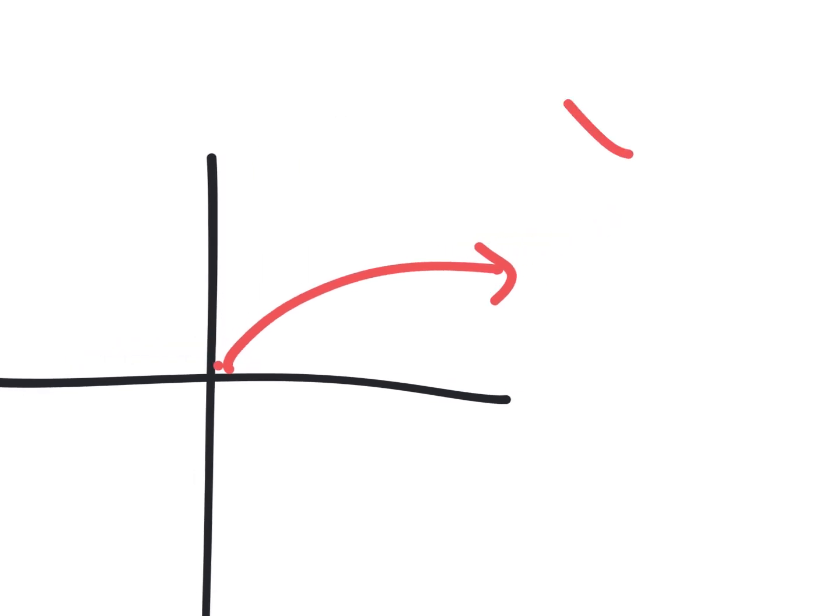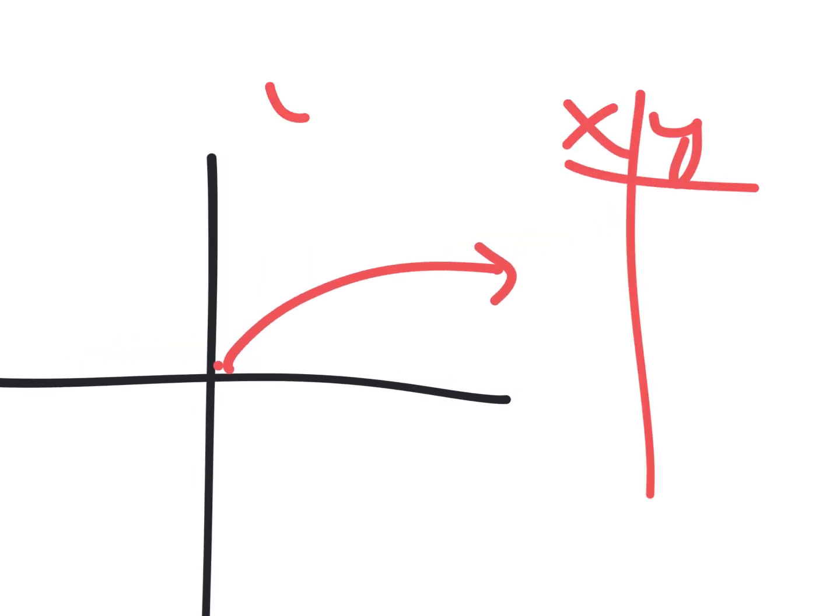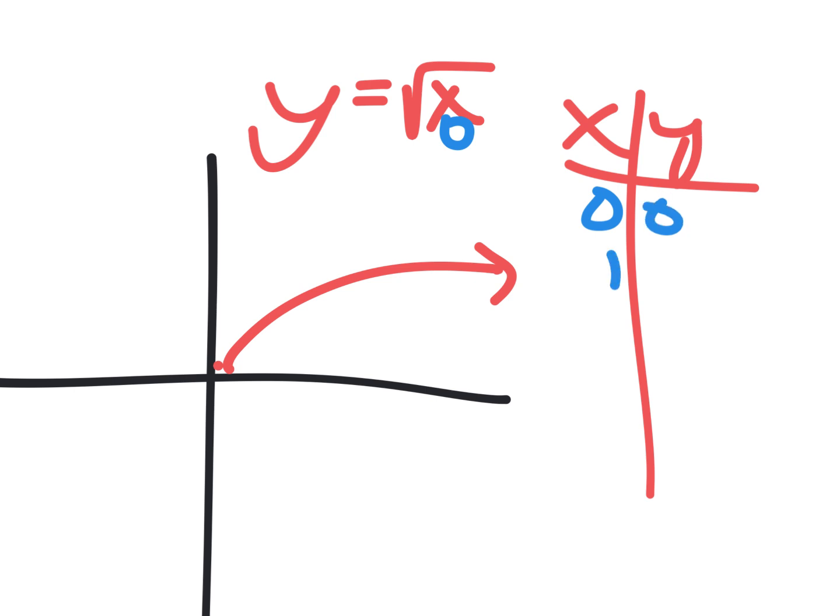Well, realistically, because I've done it so many times that I just have it memorized. But how could I know? I could put in some key points, like if I put in 0, I get 0. If I put in 1, I get 1. I put in 4, square root of 4 is 2. And this starts to develop. As soon as that starts to develop, you can be like, oh yeah, that's that ramp one.